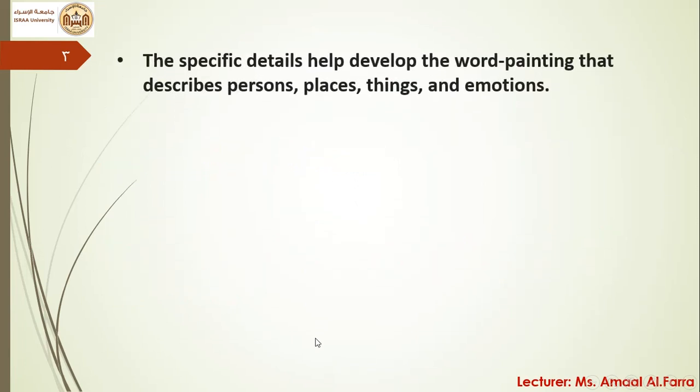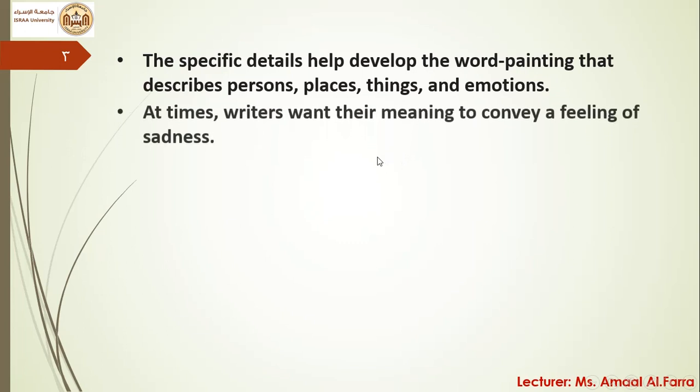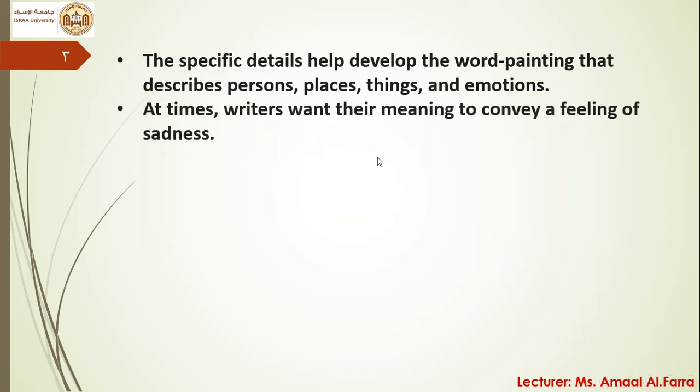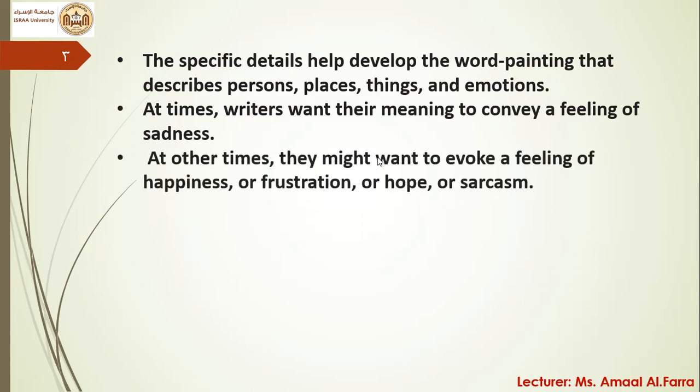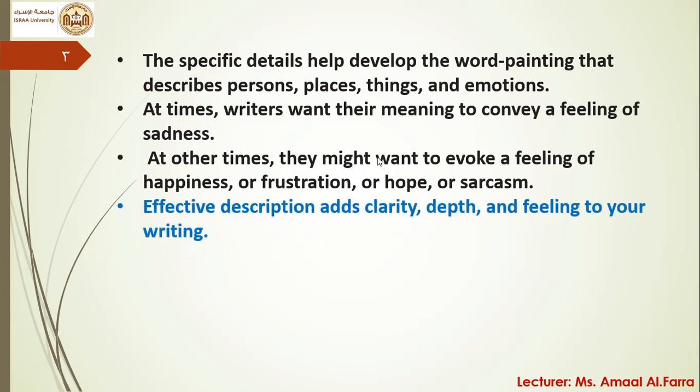You know that the specific details help develop the word painting that describes persons, places, things, and also emotions. And you know that the writer sometimes wants to convey the feeling of sadness. At other times, he wants to convey or evoke the feeling of happiness or frustration or hope or sarcasm. How can he do that? By adding these descriptive words. You know that effective description adds clarity, adds depth, and feeling to your writing.